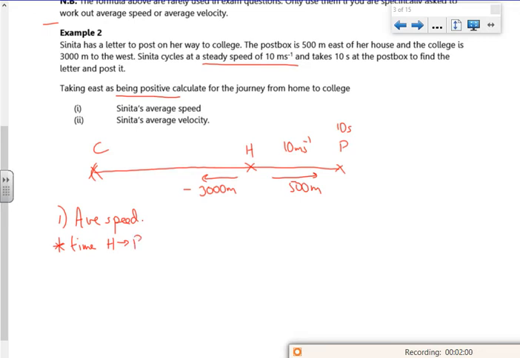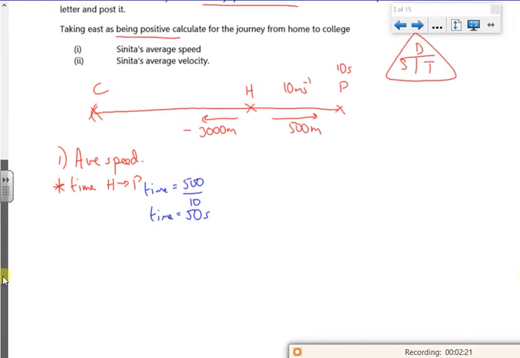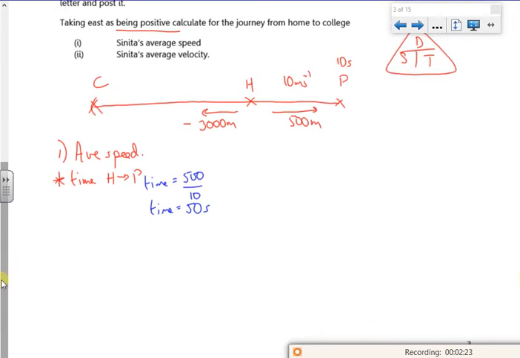So what have I got then? Speed is distance over time. And I want the time, so it's distance over speed. So my time is 500 metres over 10. It takes 50 seconds. Is that right? It's not far. 50 seconds to get there. She must be going on a fast bike.